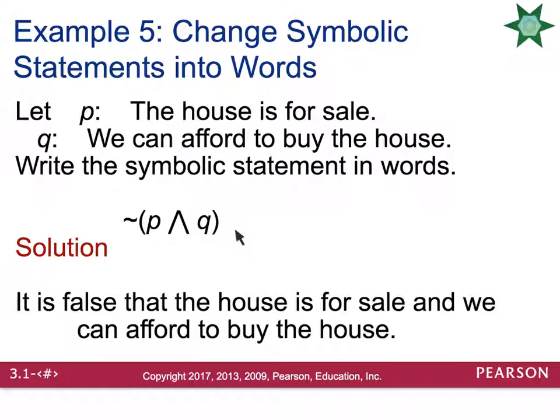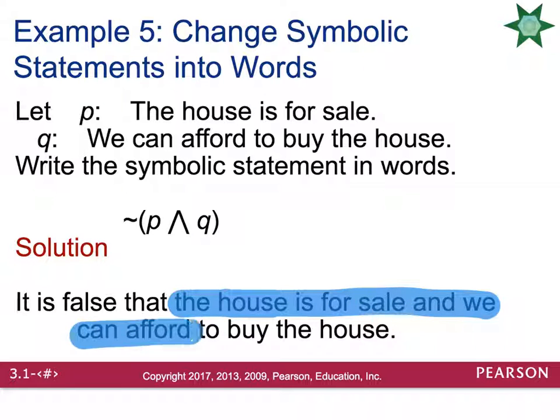Okay, here's where it gets a little more tricky. Now notice we have the negation outside the parentheses. So what we're going to do is say this part first, this P and Q, and then take the negation of that. So if we say this P and Q part first, here's what we get. We get the house is for sale, and we can afford to buy the house. Okay, so that would just be this inner part inside the parentheses. The house is for sale, and we can afford to buy the house.